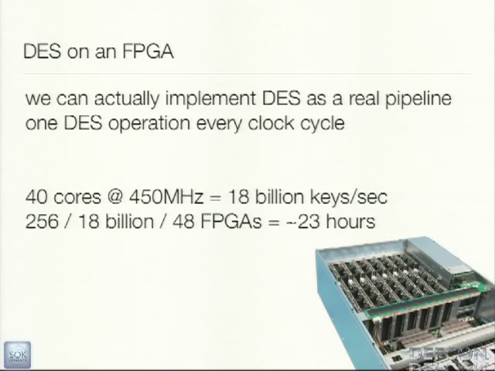Reliably, we're maybe doing 450. And so that means for each one of these cores, we're doing 450 million DES operations per second. And each one of the FPGAs can fit 40 cores in it. So that equals about 18 billion keys per second. Then we can fit 48 FPGAs in the server. And so that basically means that we can go through the full 2 to the 56 key space in under 24 hours. And that's worst case time. So in practice, it'll probably be half a day.